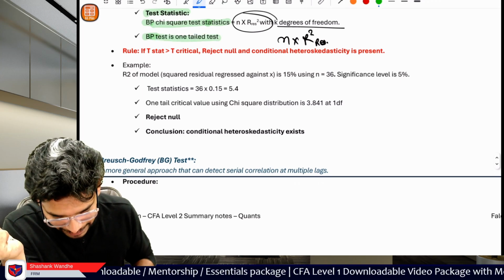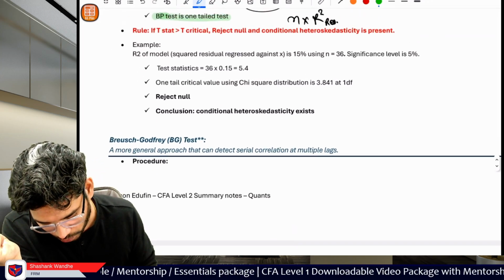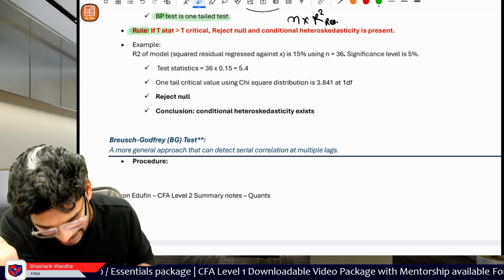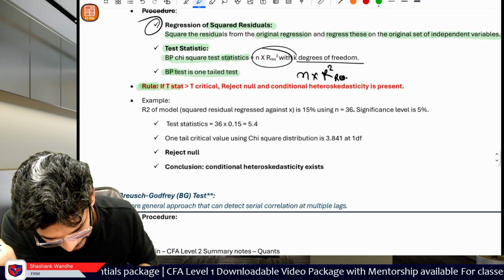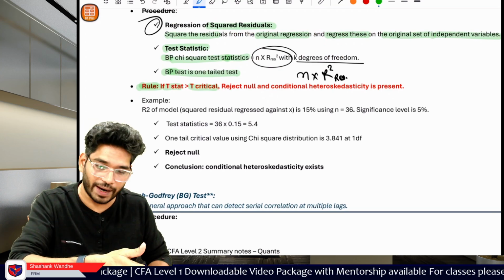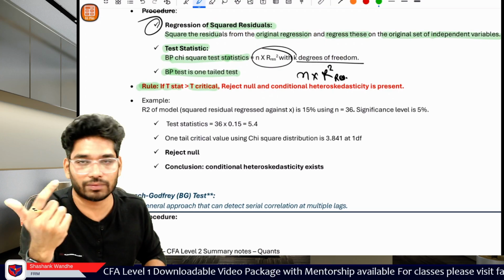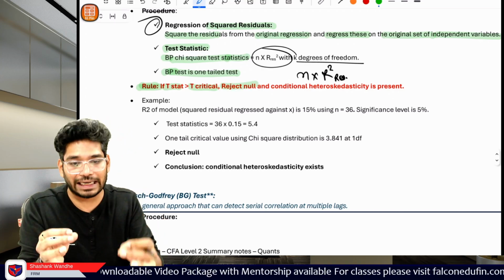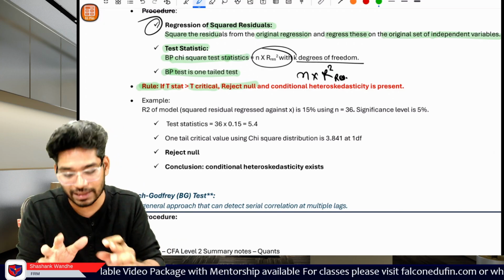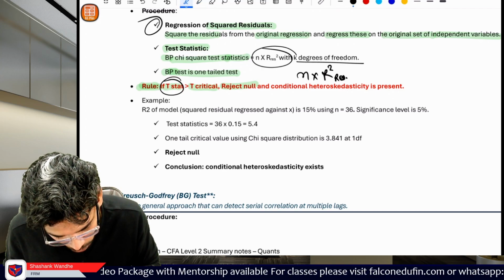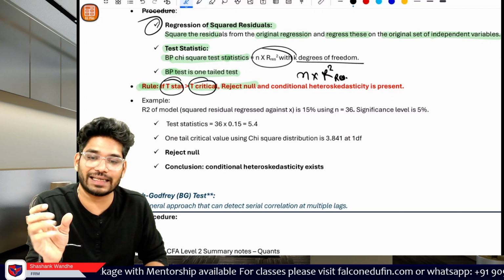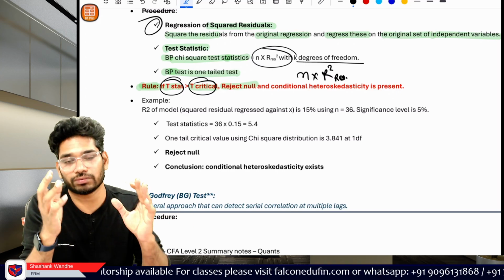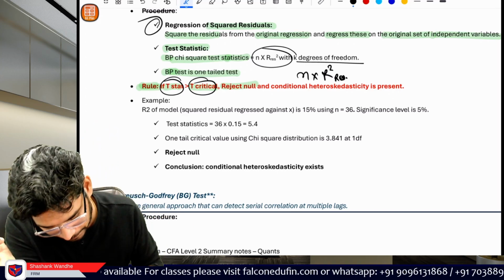Remember, BP test is a one-tail test. Now, this is the rule in red, remember this. If your test statistic from the BP test is greater than the critical value, the critical value will be provided in the exam, and the test statistic you may have to calculate, again, this is very easy to calculate, okay? You will reject the null. You have to remember it like this: the absolute value of the test statistic greater than the absolute value of the critical value. If it is negative, then you still have to take the absolute value only.